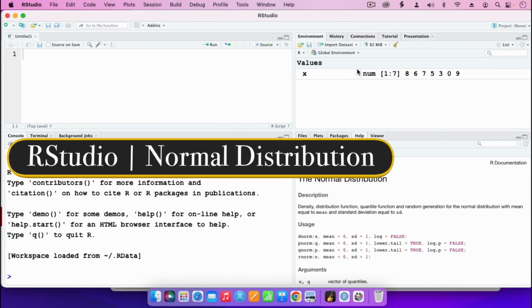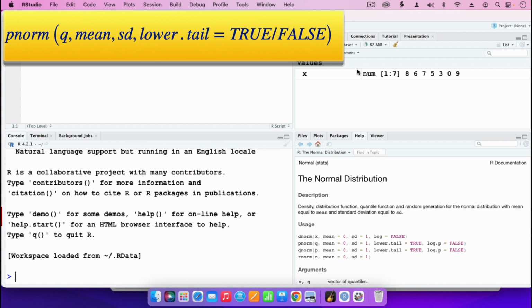In this tutorial, I'm going to look at the normal distribution function. So when you are in RStudio, the command that we use is pnorm, open parenthesis q, and then specify the mean, and then the standard deviation SD, and then specify the lower tail if it is true or false.